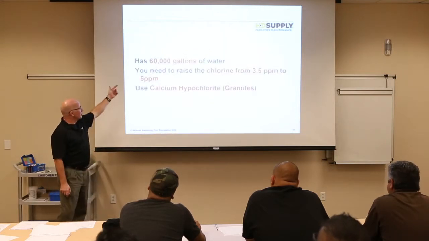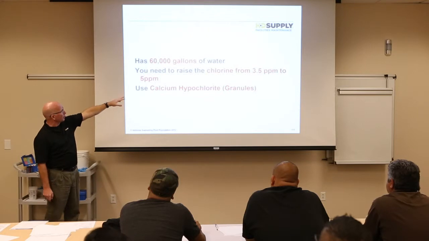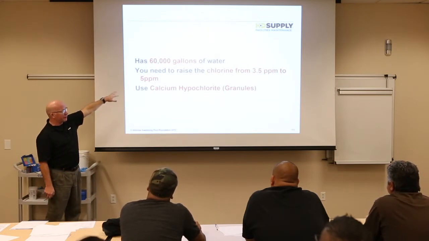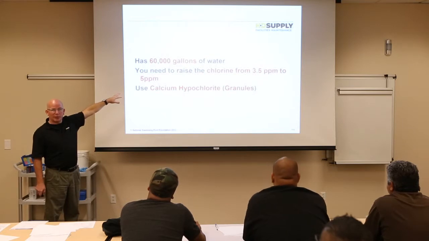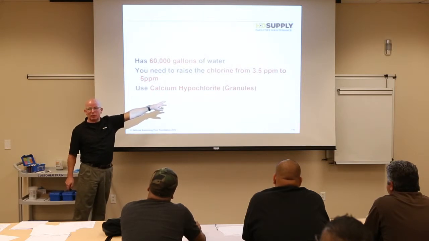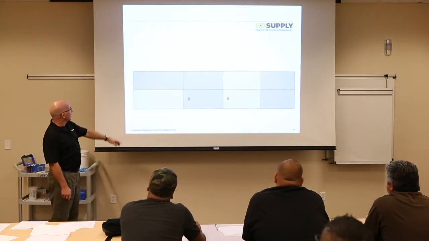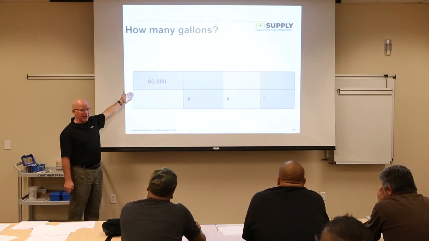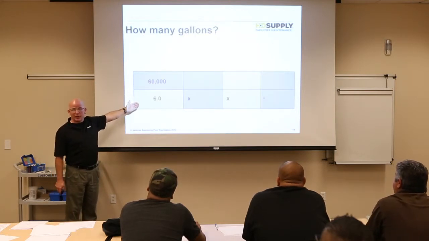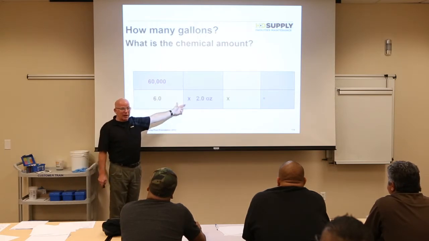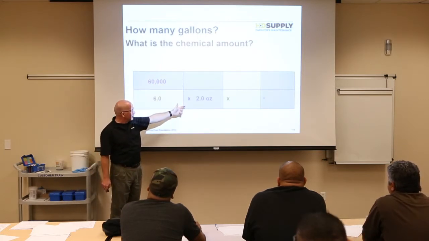On another example, if we had 60,000 gallons of water, we want to raise our chlorine from 3.5 to 5. So what's our change in parts per million? 1.5. And we want to use, again, calcium hypochlorite granules. How many gallons of water? 60,000. Divided by 10,000 is 6.0. Chemical amount, once again, for calcium hypochlorite granules is 2.0 ounces.